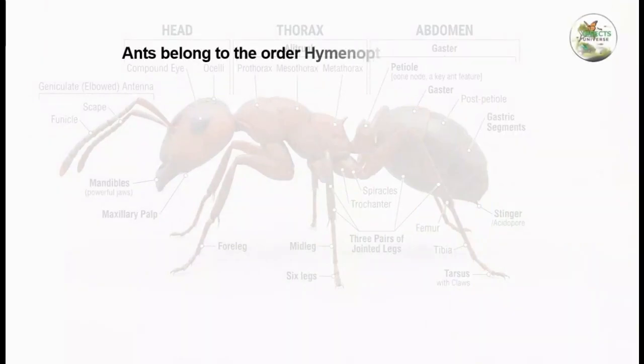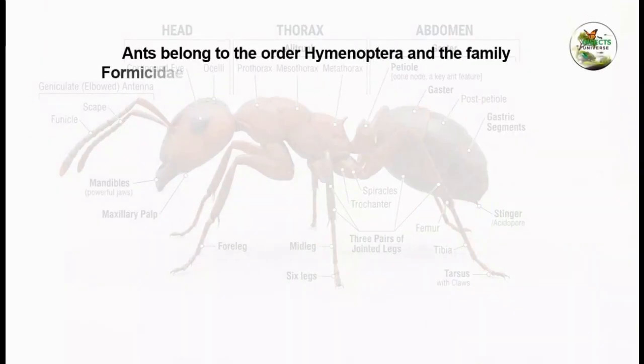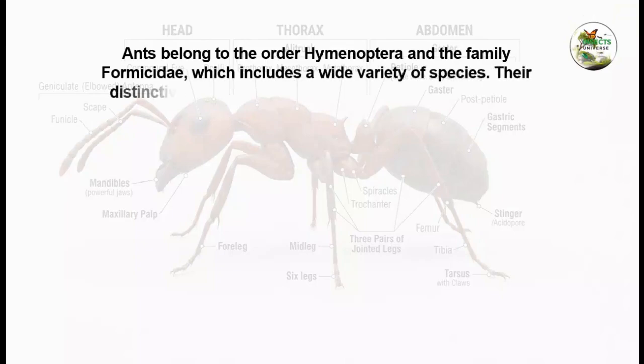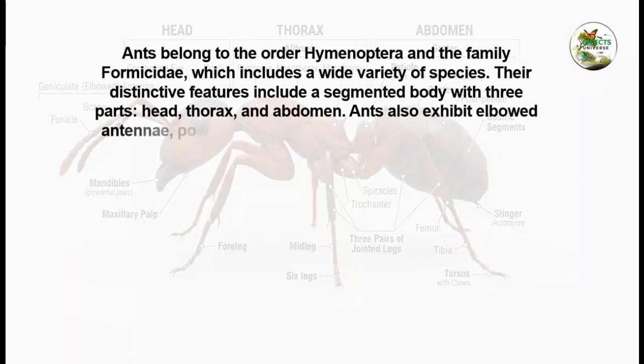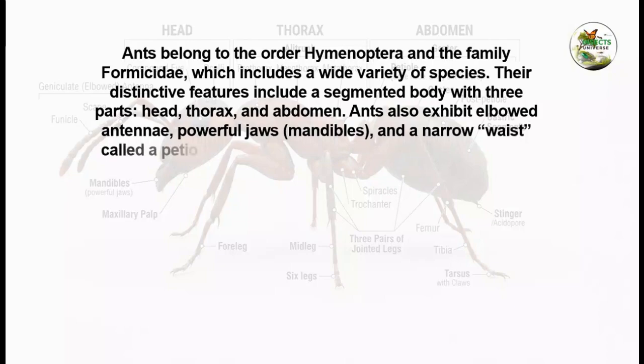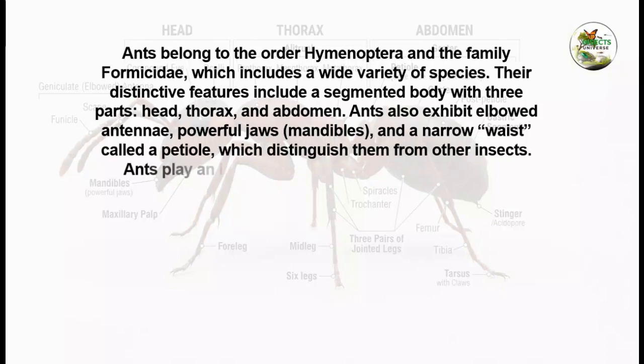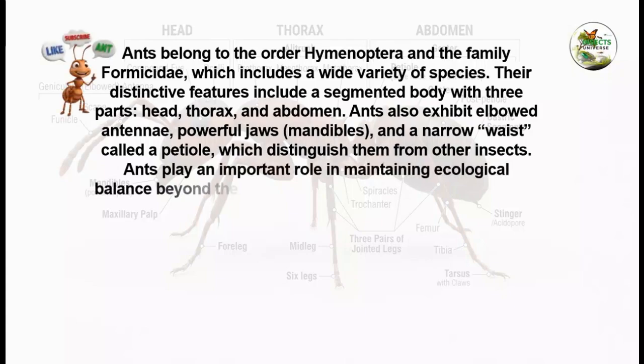Ants belong to the order Hymenoptera and the family Formicidae, which includes a wide variety of species. Their distinctive features include a segmented body with 3 parts: head, thorax, and abdomen. Ants also exhibit elbowed antennae, powerful jaws, mandibles, and a narrow waist, called a petiole, which distinguish them from other insects. Ants play an important role in maintaining ecological balance beyond their appearance.